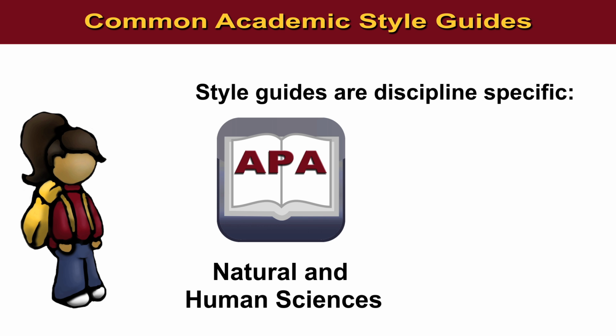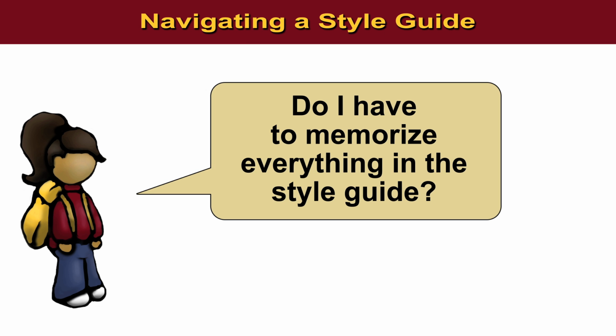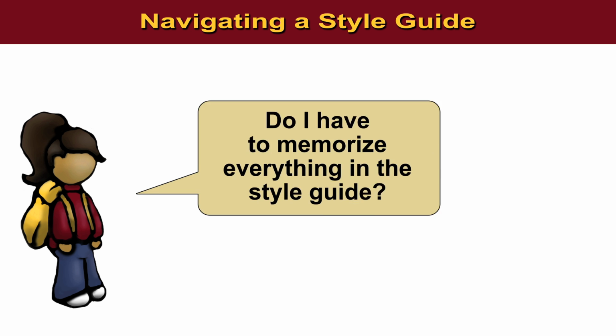In the natural and human sciences, the APA Documentation Style Guide is commonly used. In the humanities, the MLA Documentation Style Guide is commonly used. There are other style guides that your academic unit may recommend, but knowing how to use APA and MLA is a great start.